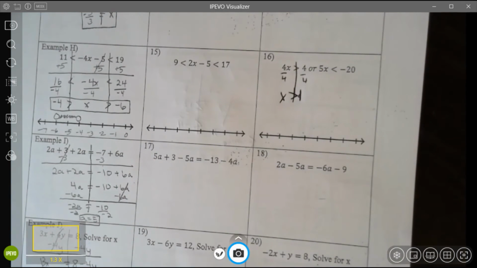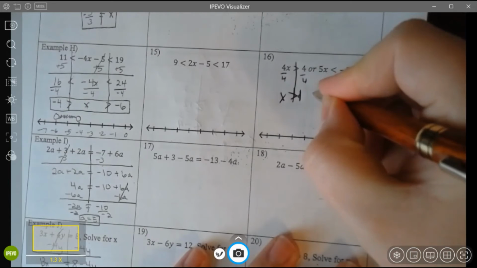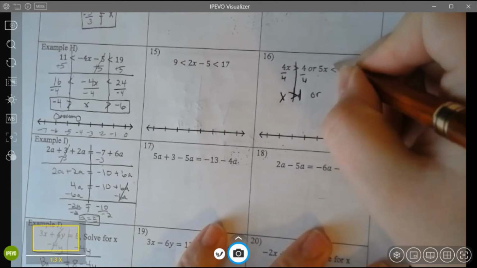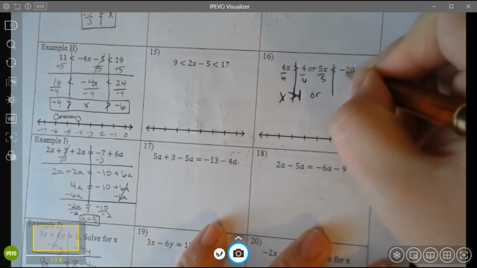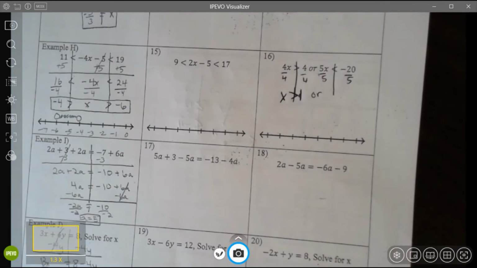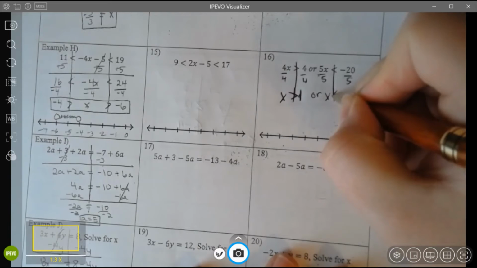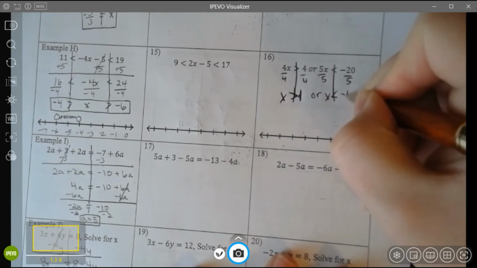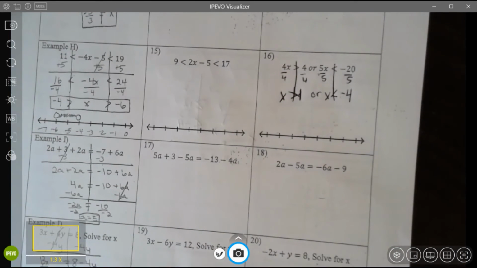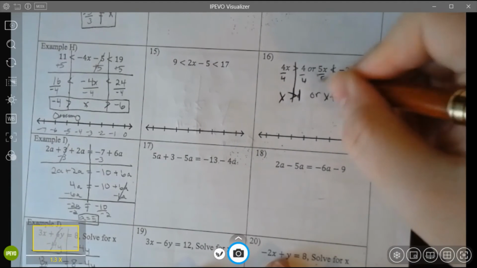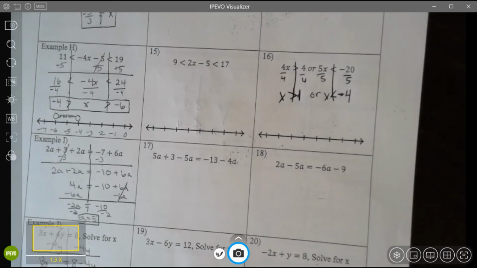And then on the other side of the or, you have 5x is less than negative 20. To get x by itself there, you're going to divide both sides by 5. Make sure you draw your fence first. Whatever you do to one side, do to the other. So x is less than negative 4. This time you don't switch the inequality because we did not divide both sides by a negative. 5 was positive, so we're not flipping the sign.